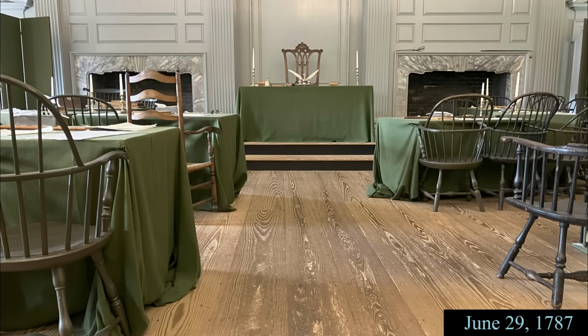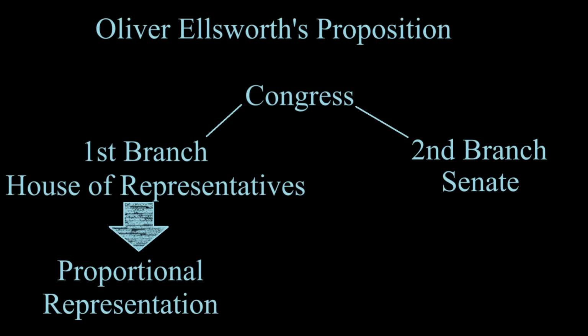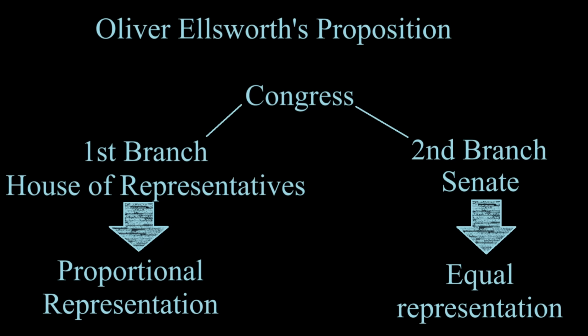June 29, Oliver Ellsworth of Connecticut offers a solution to the representation debate. The first branch of Congress, later called the House of Representatives, would be proportional by population. The second branch of Congress, later called the Senate, would have equal representation by the states. Ellsworth is offering a compromise within Madison's plan.